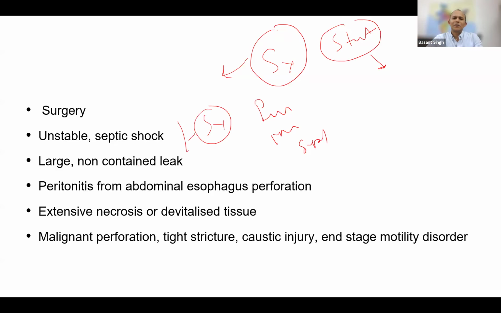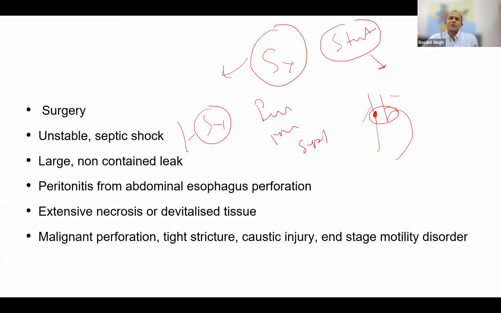So the wrap is if you have a perforation in the abdominal part of the esophagus. Suppose you have a perforation here, in the abdominal part of the esophagus in Boerhaave's. So here we close it and put this wrap, like a fundoplication, just to cover this.